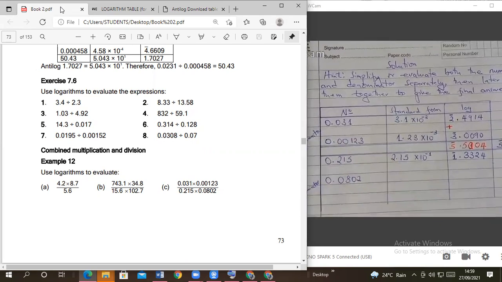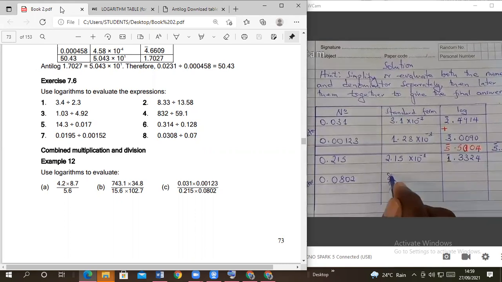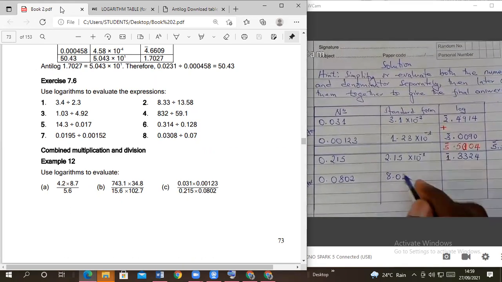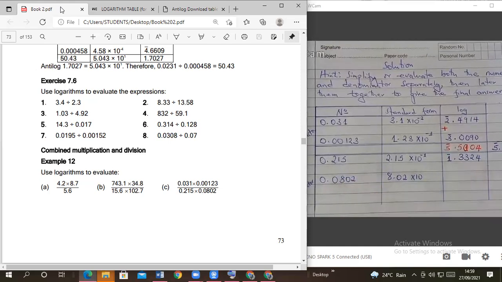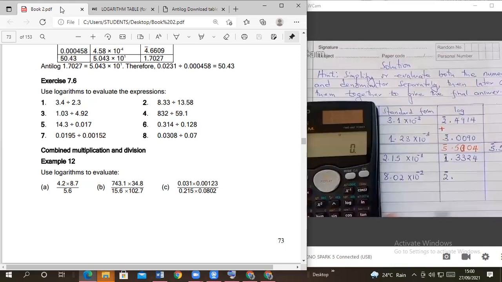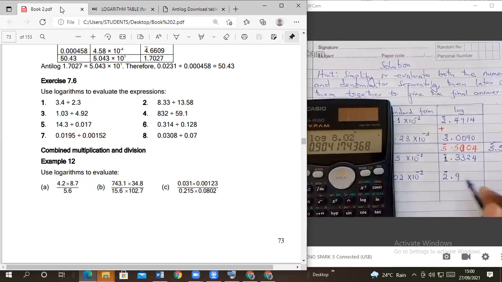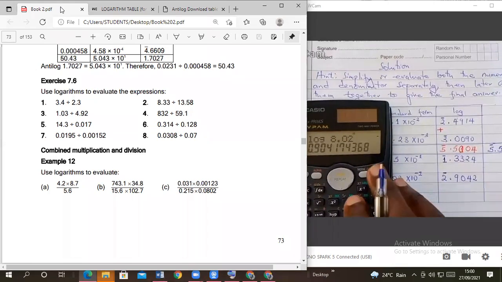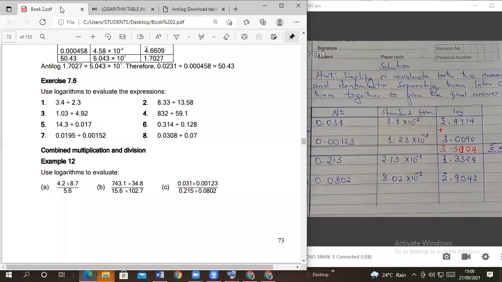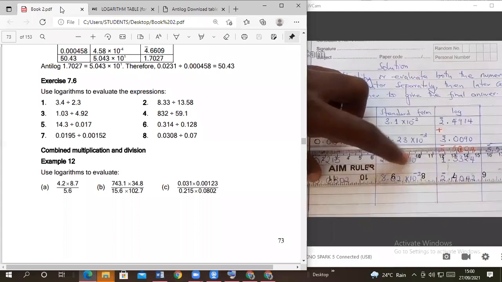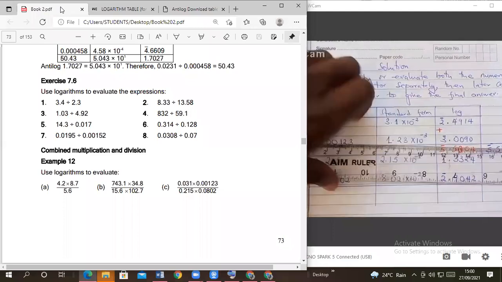The next one is 0.0802, not so? So this one will be 8.02 times 10 to the power, how many steps? 1, 2. Negative 2. So it becomes 2 bar point. What is log of 8.02? You get 0.904. Is that another number? No. I close this.